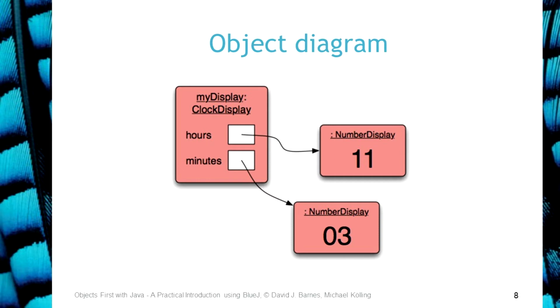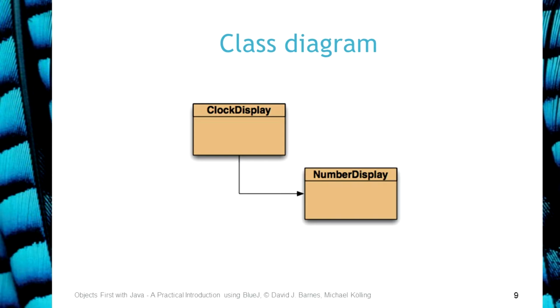And these two diagrams offer different views of the same application. The class diagram shows the static view. It depicts what we have at the time of writing the program. We have two classes, and the arrow indicates that the class ClockDisplay makes use of the class NumberDisplay. NumberDisplay is mentioned in the source code of ClockDisplay. We also say that the ClockDisplay depends on the NumberDisplay.